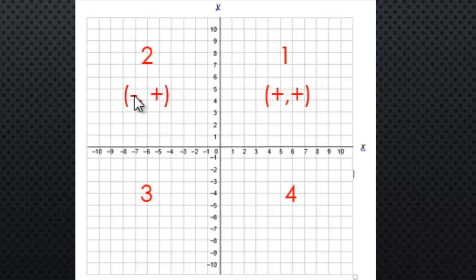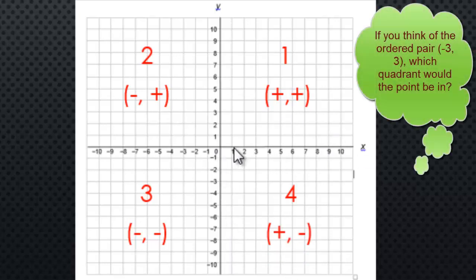Quadrant 2 is a negative positive, because if you're going to the left on this horizontal number line, you're going into the negative numbers. And again, you're still going up, so you're still positive into the Y. Quadrant 3 is negative, because you're negative on the horizontal and negative on the vertical. And therefore quadrant 4 would be a positive negative, because you're positive on the X and negative on the Y.